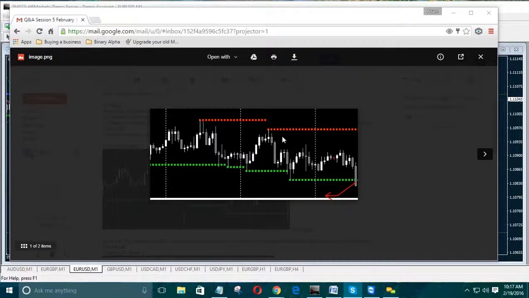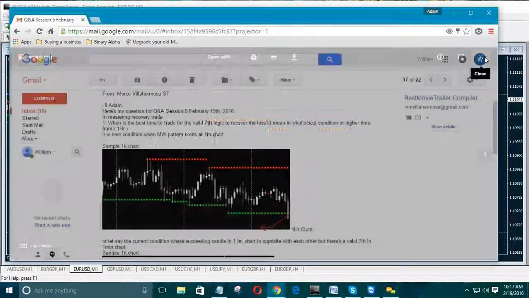Also, look around tension lines. Look for potential seventh logics around tension lines as well. That's a good place.